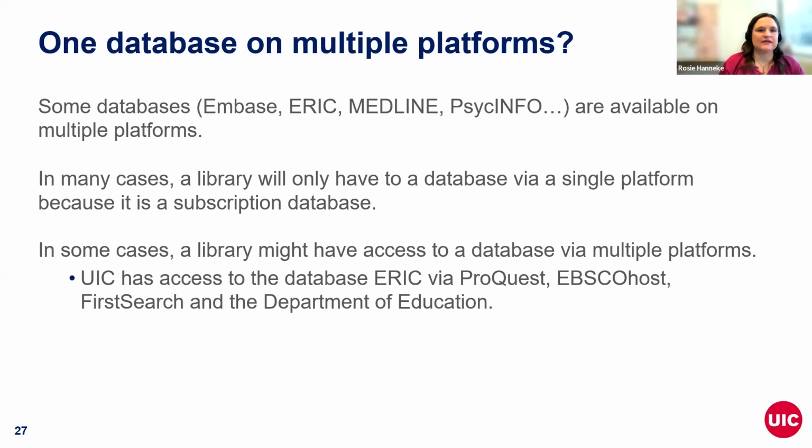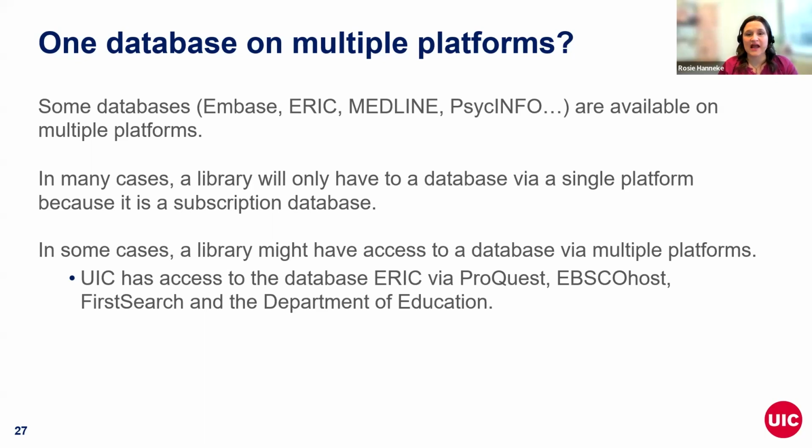There are some databases such as Embase, ERIC, Medline, and PsycInfo that are available to you through multiple platforms. In many cases, a library will only have access to a database via a single platform because that is a subscription database. So, for example, we have Embase through Elsevier. We cannot search Embase through the Ovid platform, as can some researchers at other universities. In some cases, we might have access to a single database via multiple platforms. So we have access to ERIC, that education database, via ProQuest, EBSCOhost, First Search, and the Department of Education.